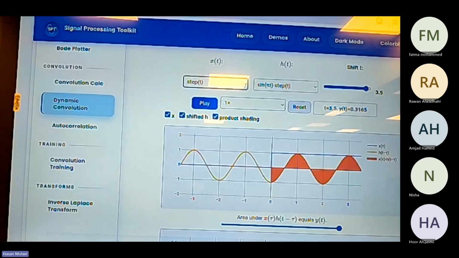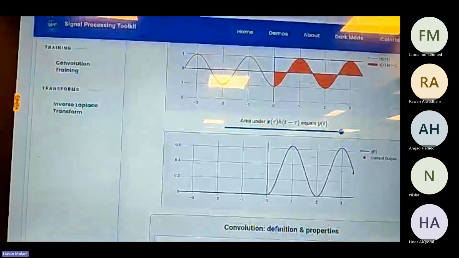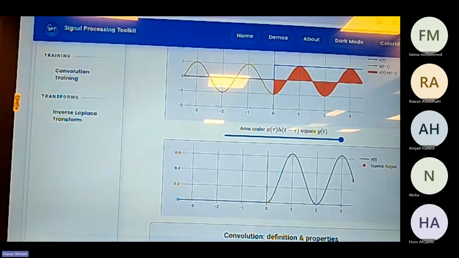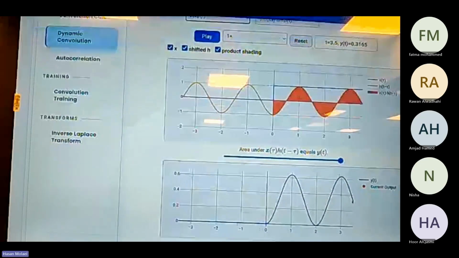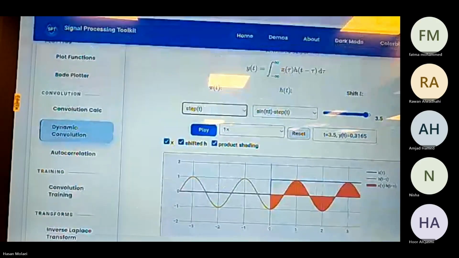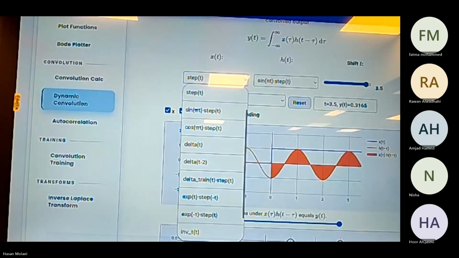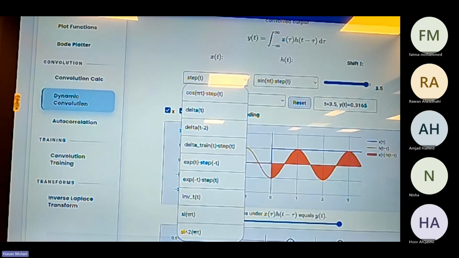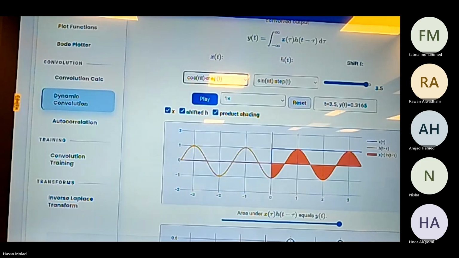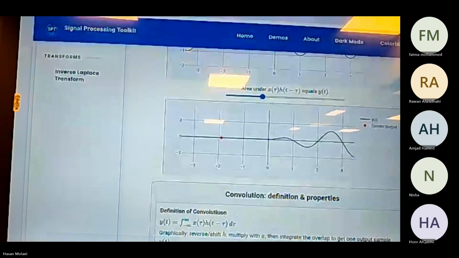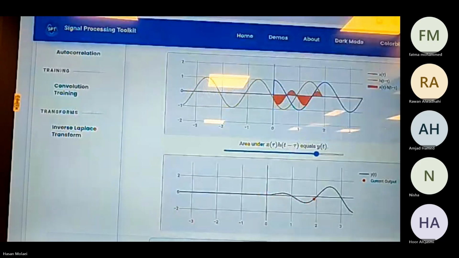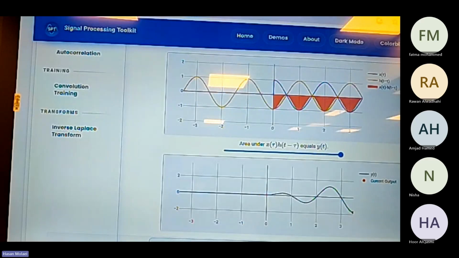And the integral has 1 dt plus integral of sine cosine. So, yeah, 1 sine and 1 cosine. If it's both, the integral is broken.